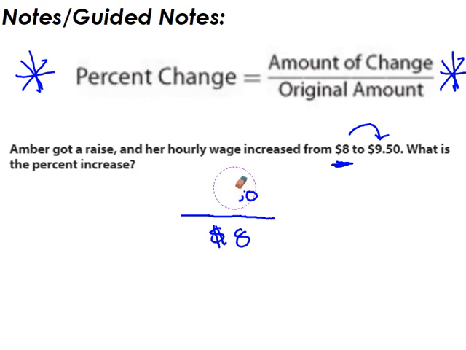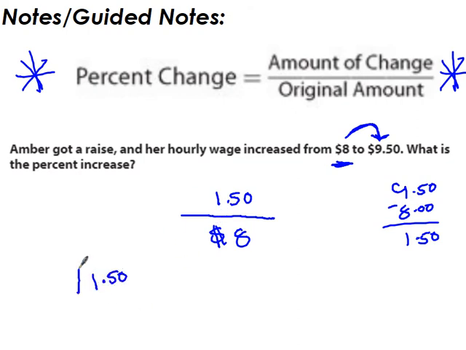That doesn't help me. What I need to figure out is, what was the amount of change to get from $8 to $9.50? What was her increase? Well, she went up $1.50. I figure that out by doing $9.50 minus 8, knowing that she went up $1.50. That's the amount of change, divided by the original amount. That's going to give me my percentage of change when I actually do the division. So I need to do $1.50 divided by 8.